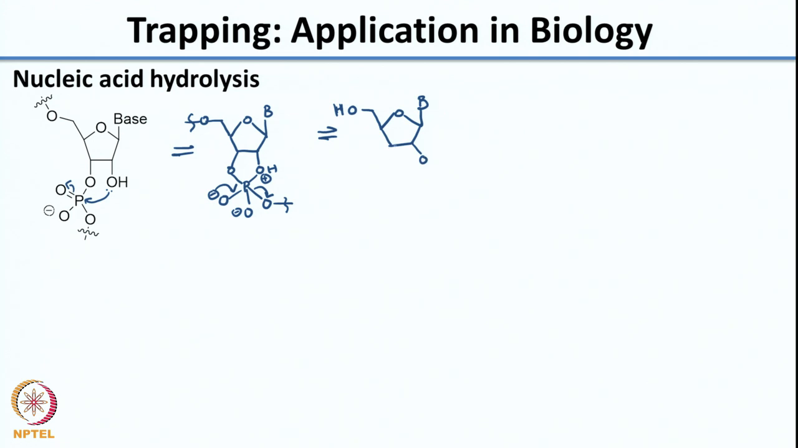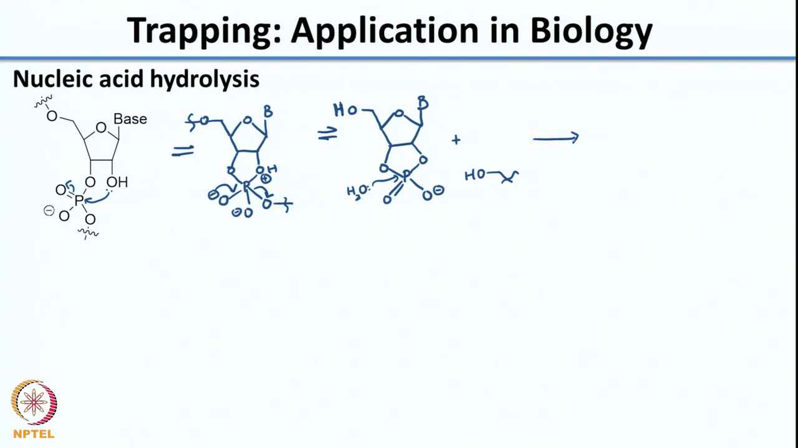So I am not showing the proton transfer steps. So I have shown the free OH here because it has hydrolyzed that linkage. So you have this plus the rest of the polymer, a similar unit will be there on this side. So this intermediate would then react with water to give you your final hydrolyzed products.